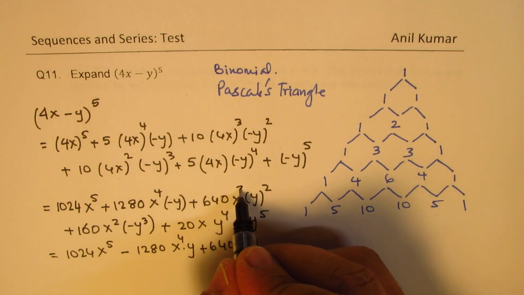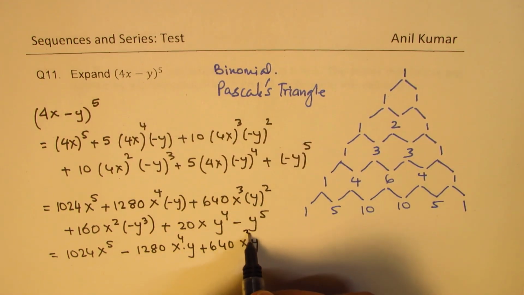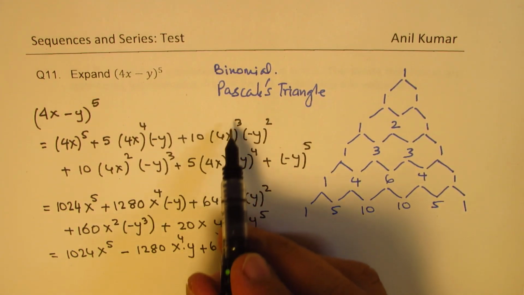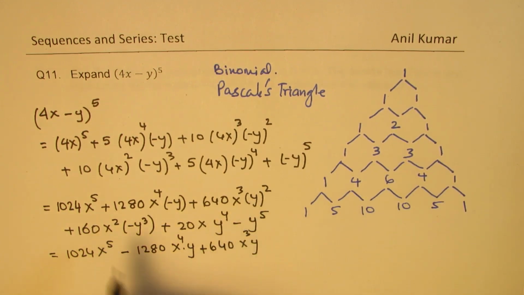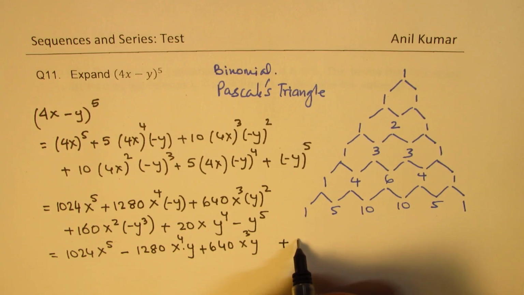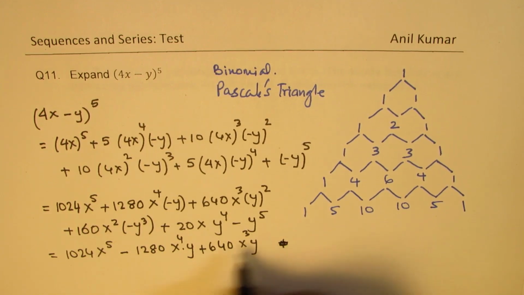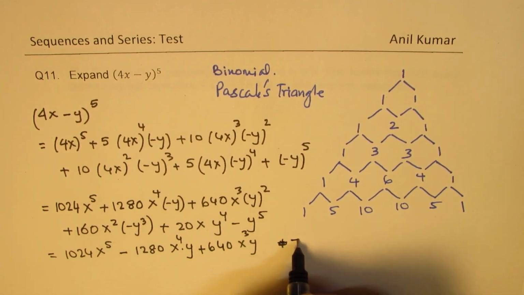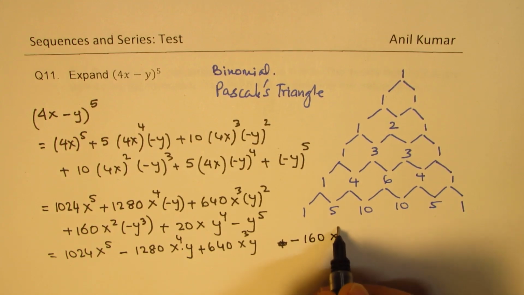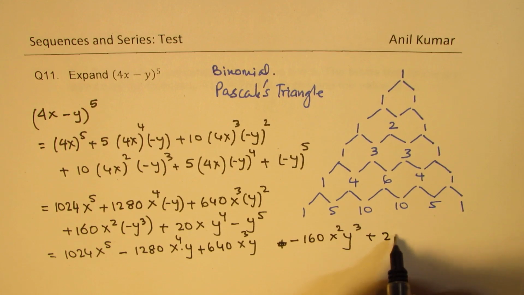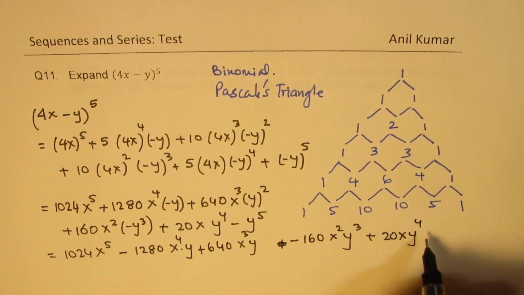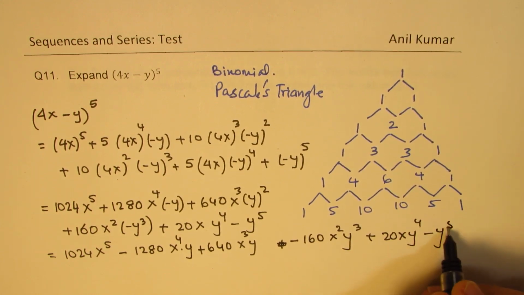This should have been cubed, right? So let me check if I did this right. We have 4x cubed, right? And then we have a square. So we'll write plus, or rather minus, because this minus will be minus 160 x squared y cubed. That will be plus 20 x y to the power of 4 minus y to the power of 5.